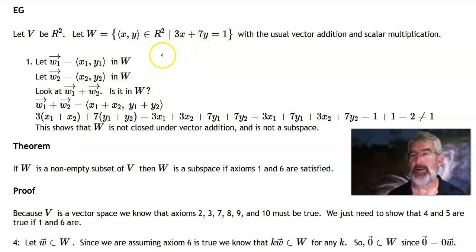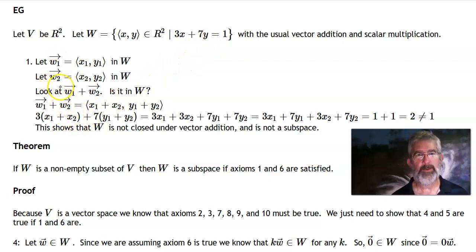You know, you come on Saturday night, is a different crowd that's going to be let into the club. And so club W here now has to have 3x plus 7y equal to 1, not 0. Right? And so look at the sum. Well, the sum is still the same as it was before because it's still vector addition in R2. Add the x components, add the y components. Now let's check. Is this vector, does it satisfy that new condition and get into club W?